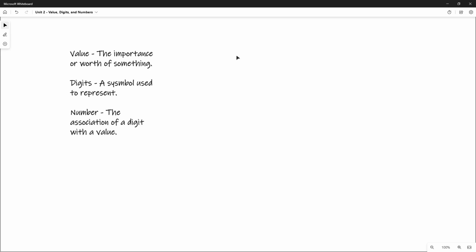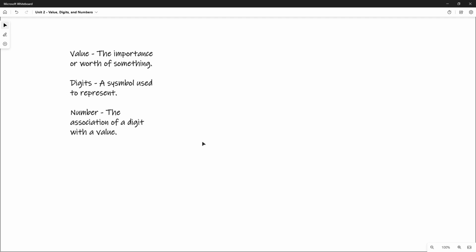This is Module 1, Unit 2, Value, Digits, and Numbers. As you can see, I have written out a brief definition of each of the concepts. So, value, digits, and number. Usually, when we talk about value, we're talking about the importance or worth of something. Now, these three things together are like the fundamental concept in mathematics, right? Without these three things and how they work together, we have nothing. We can't build on anything else.